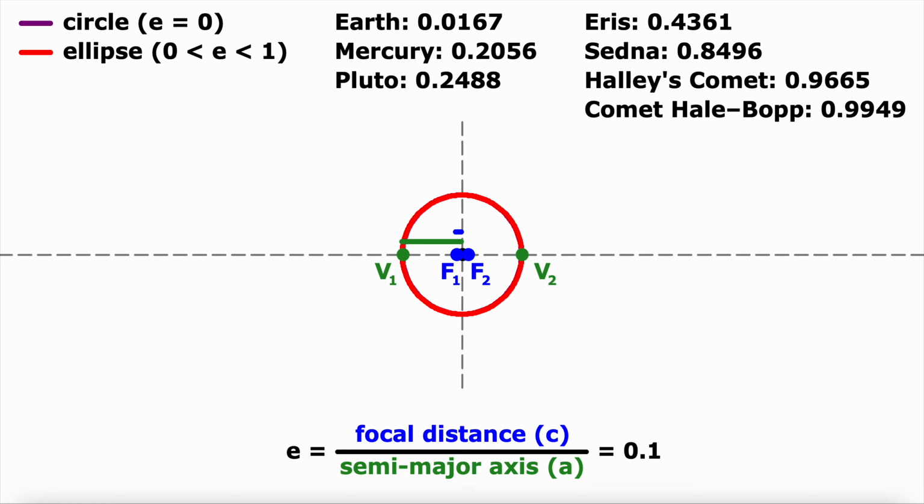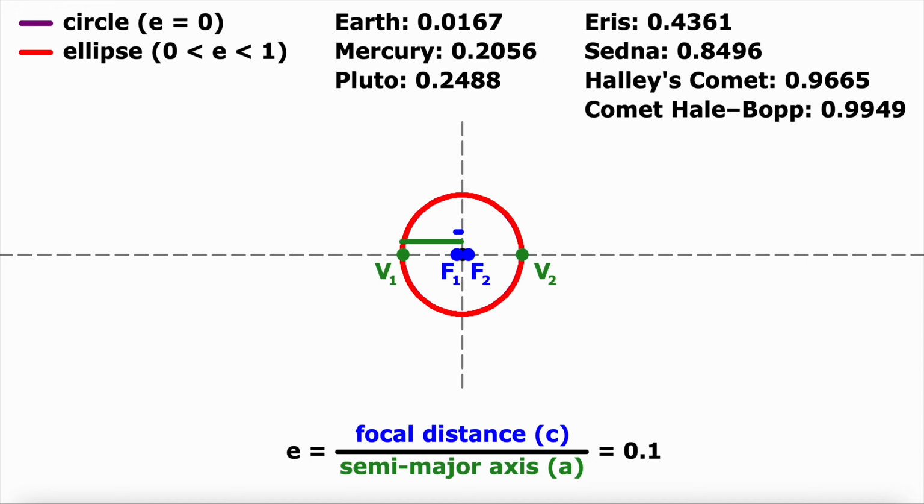For an ellipse to exist, the semi-major axis must always be strictly greater than the focal distance. The closer the eccentricity is to 0, the more the ellipse resembles a circle, and the closer the two foci are to the center. If the eccentricity is 0, the two foci lie at the center, and the ellipse becomes a circle. Conversely, the closer the eccentricity is to 1, the more elongated the ellipse becomes, as we will see in the next several minutes.